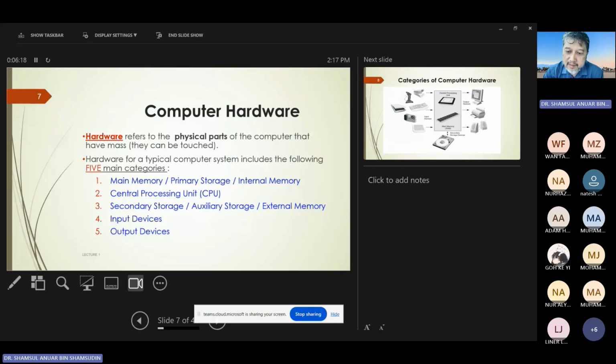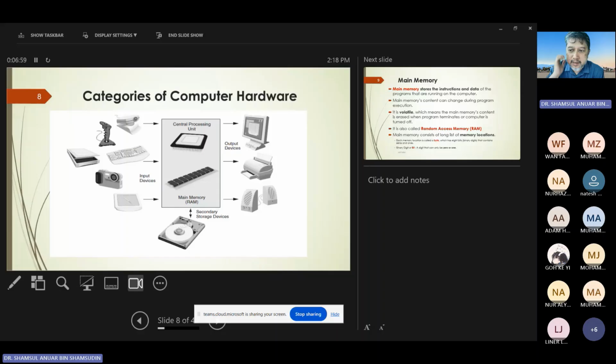Then you have the central processing unit. So each machine will have its own CPU. And then secondary storage, external memory, input devices such as touch screen, mouse, touchpad, and all sorts of things, even the keyboard, and also output devices such as your screen, monitors, maybe sound system, printer. So all those things are output devices. Okay, so these are some figures to show these things.